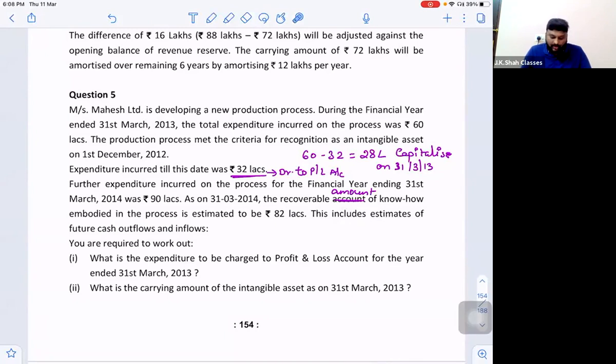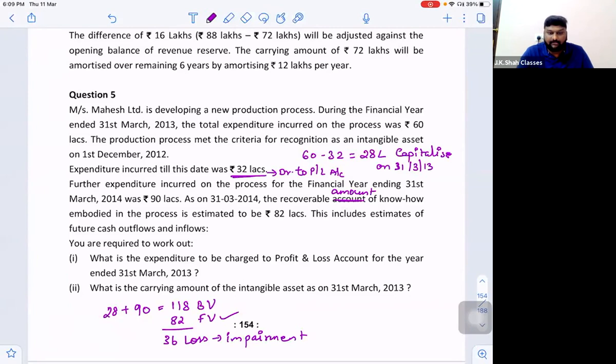So technically, should I show the asset at 28 plus 90? So 118 is the book value, correct? And 82 is the fair value. So I should be recording the asset at fair value 82, and the difference 36 lakh loss. Which loss? Impairment. Correct? It will be impairment loss. I hope you are understanding the point. Anybody who has not understood this point?